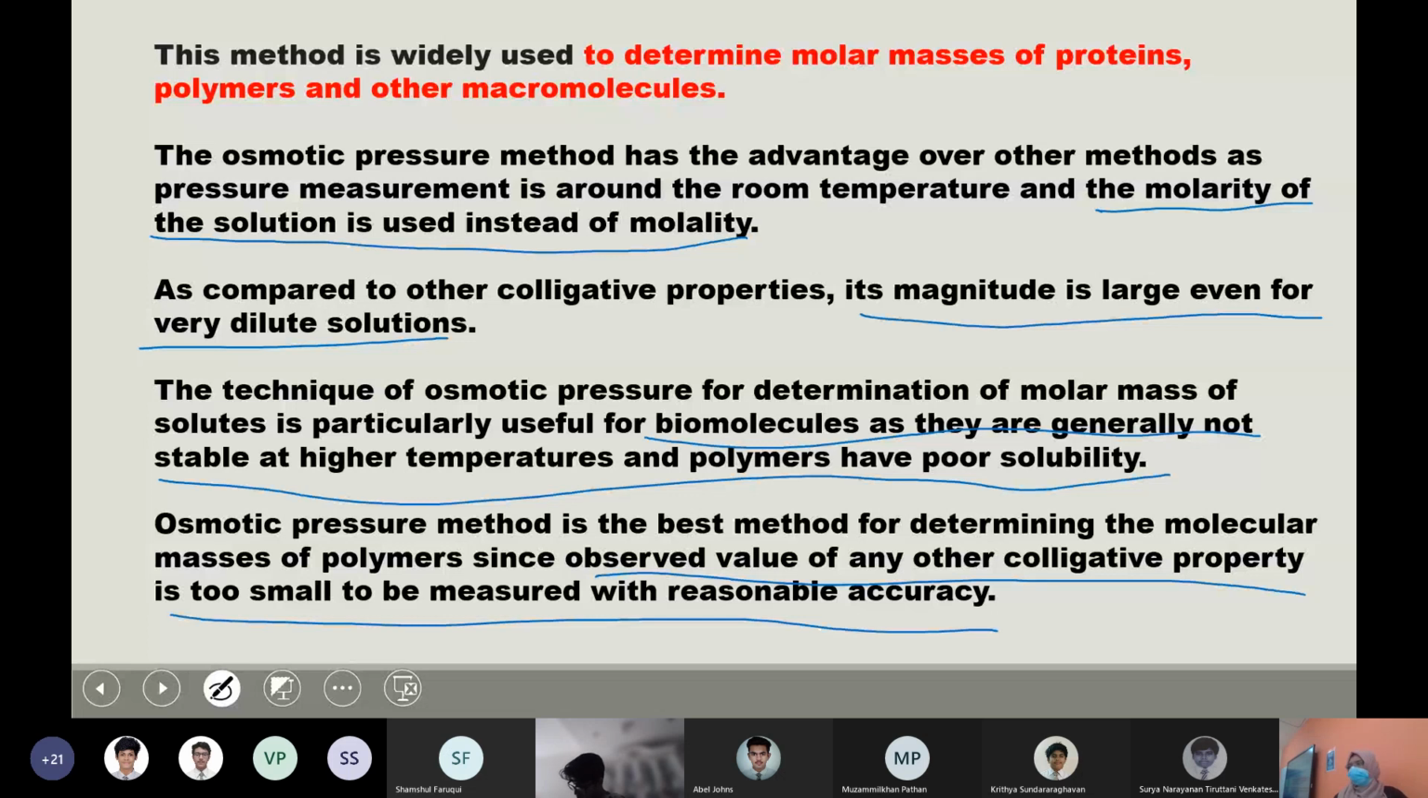Is that clear? Yes, ma'am. Okay. Can I change the slide?